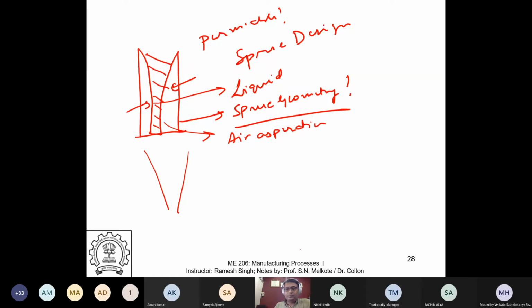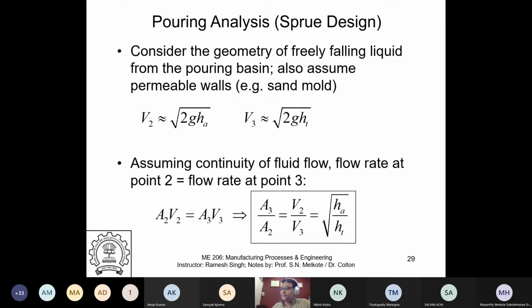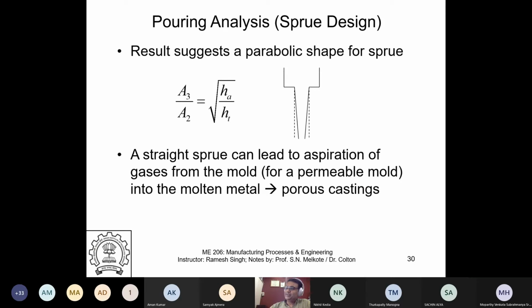Now let's go to the next thing. So this is what we derived, right? We said that HA over HT is A3 by A2, by A2 by V2, by V3, right? And then we also discussed that there should be a parabolic shape. A straight sprue can lead to aspiration of gases from the mold for a permeable mold, and you will get a porous casting. This is what we have explained.